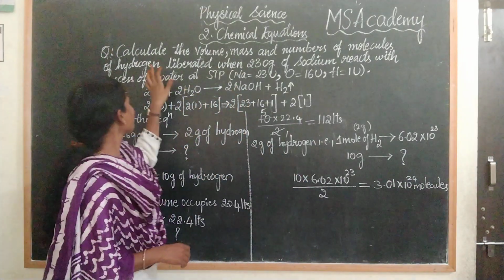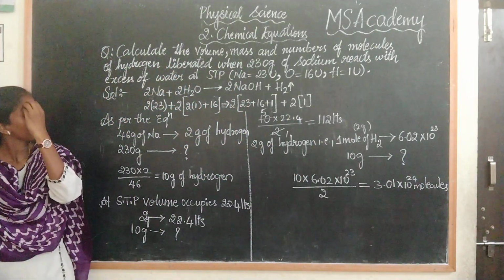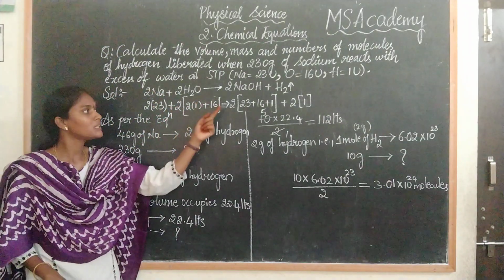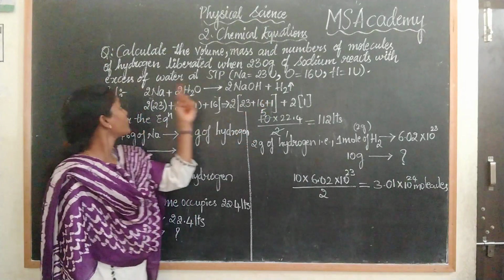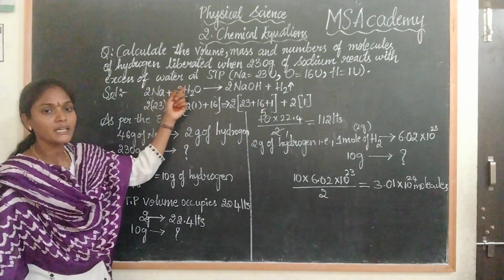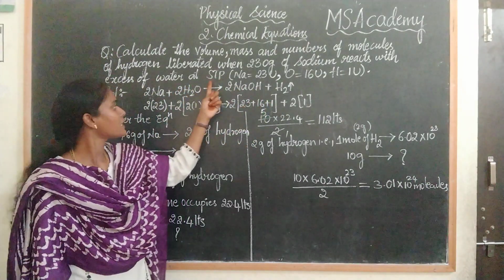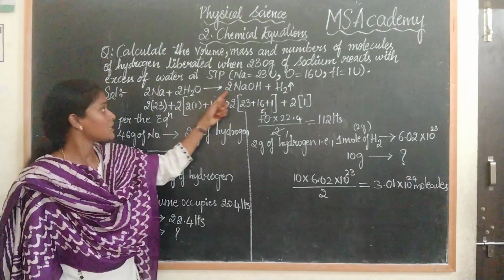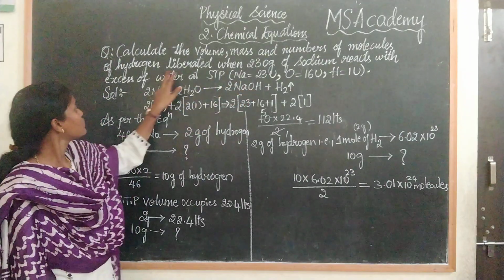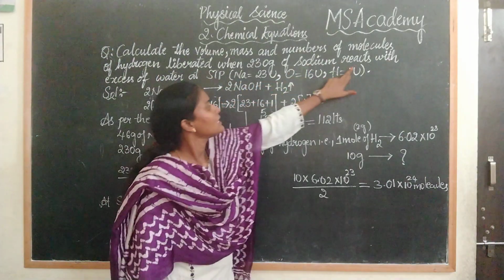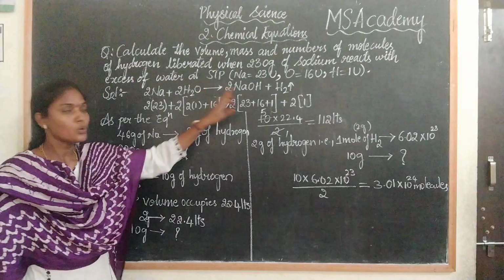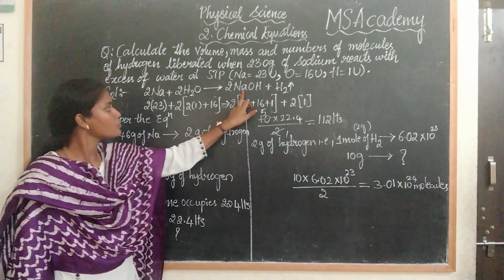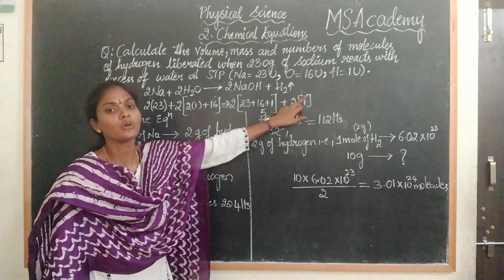Calculate the volume, mass and number of molecules of hydrogen liberated when 230 grams of sodium reacts with excess of water at STP. As I have said, STP is standard temperature and pressure. Sodium, Na, reacts with water. It forms NaOH and H2 gas.